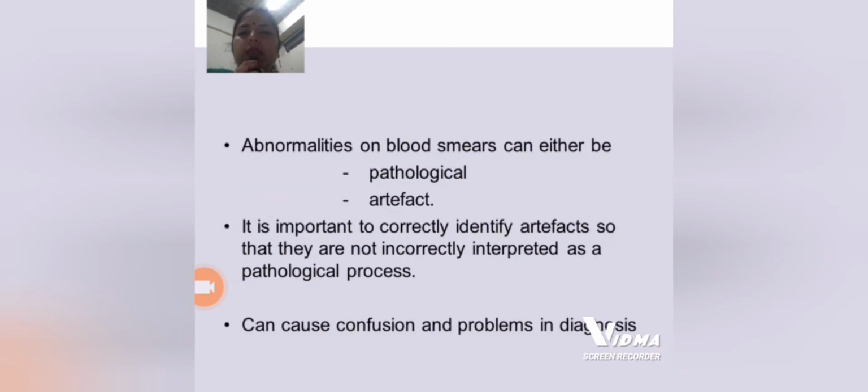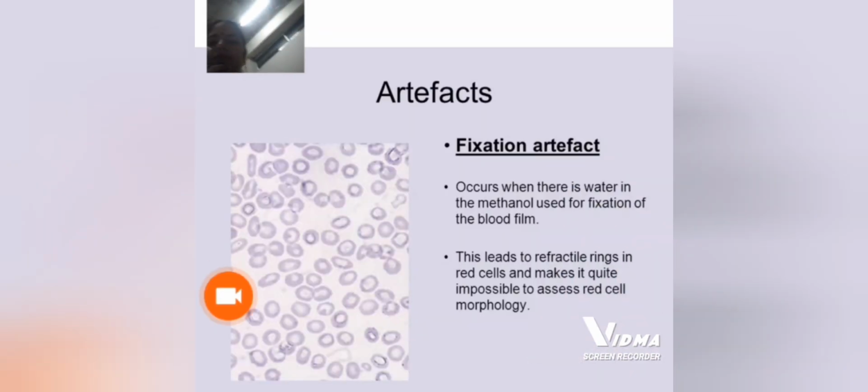Abnormality on the blood smear can be either pathological or an artifact. It is important to correctly identify artifacts so that they are not incorrectly interpreted as a pathological process and cannot cause confusion and problems in diagnosis.